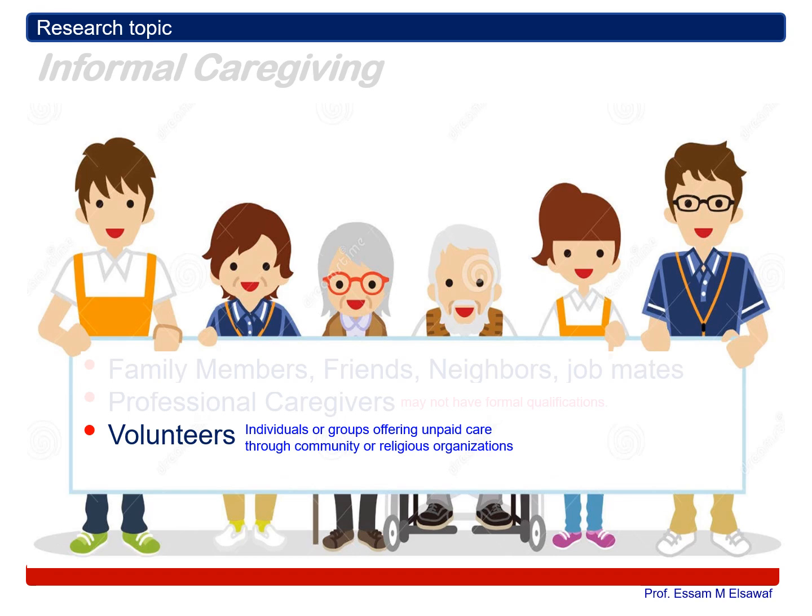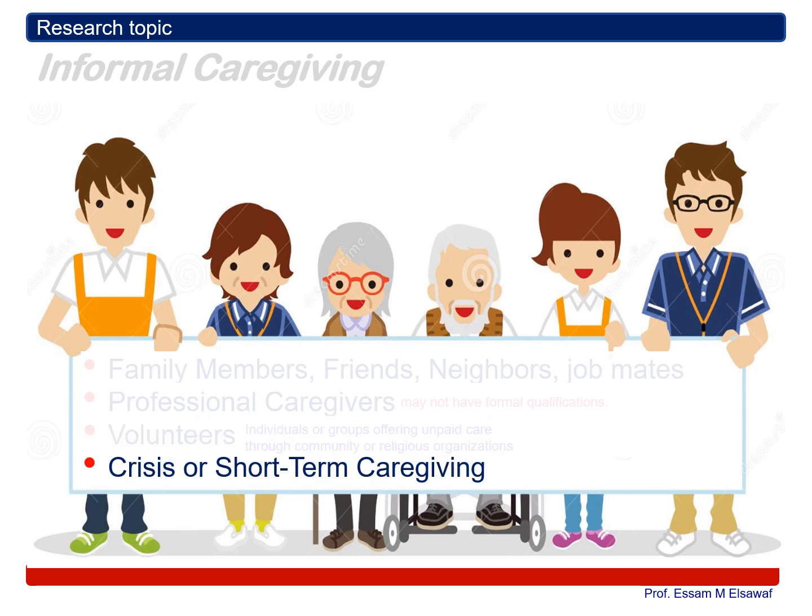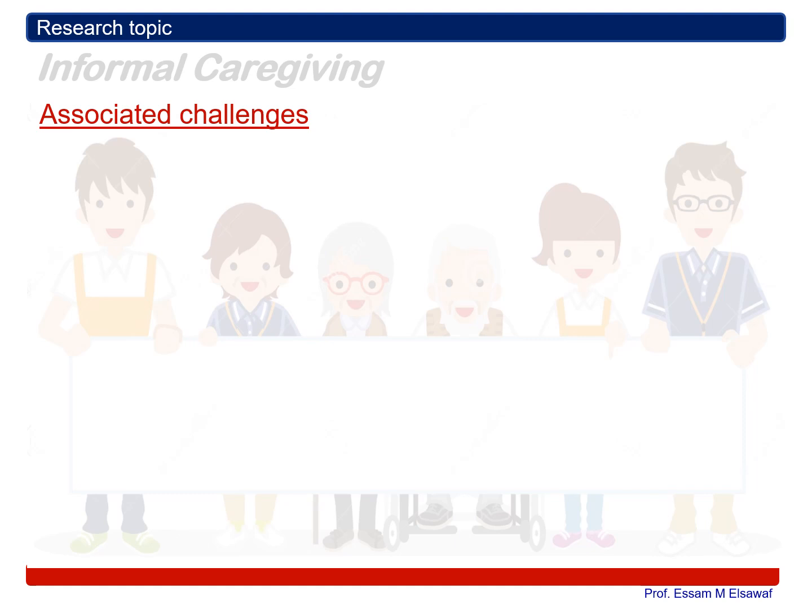Anyhow, back to the lecture. Volunteer in crisis or short-term caregiving. What could be the associated challenges with informal caregiving? First of all, inconvenient quality of care. I'm not sure of the quality or the type of practice that such a volunteer will give me. So it's inconvenient quality of care.